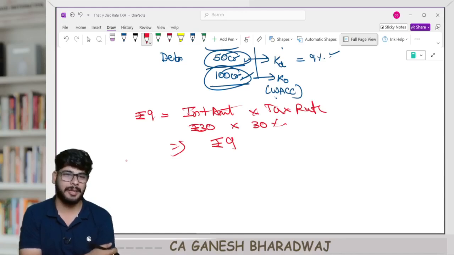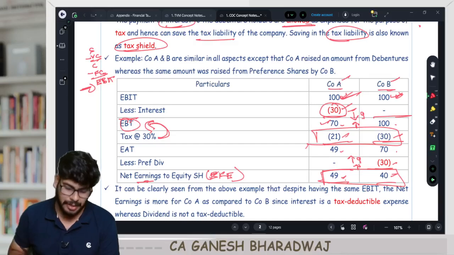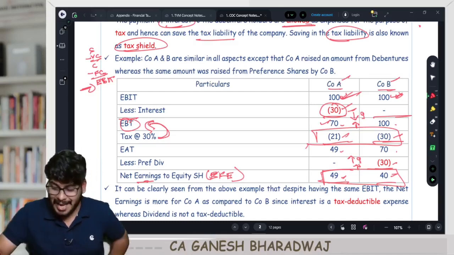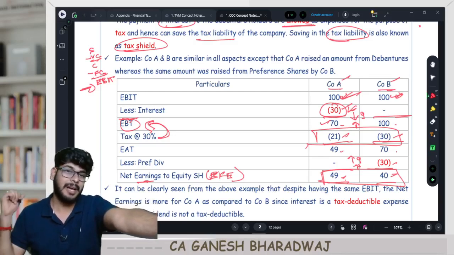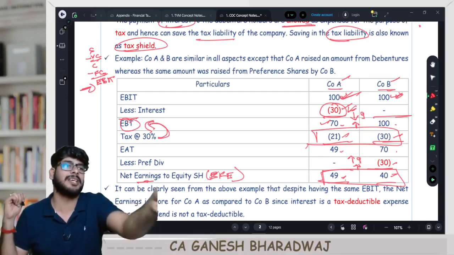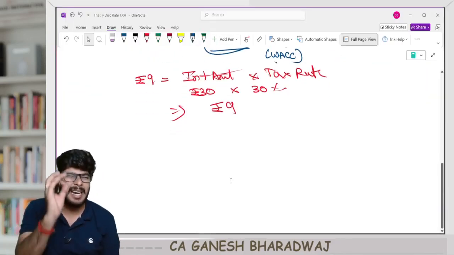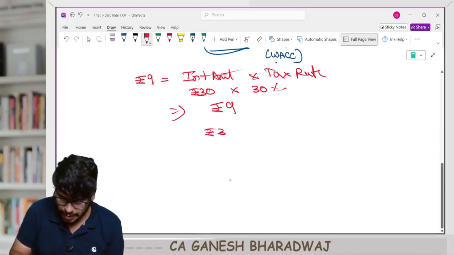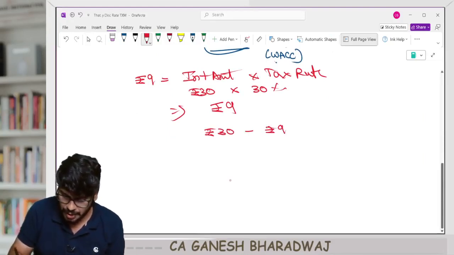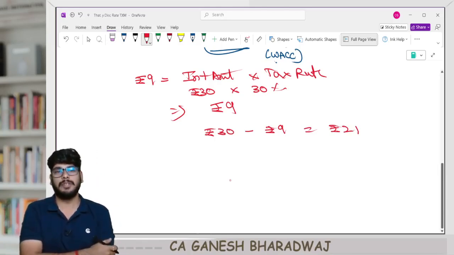Or one more step can I go and say, effectively, what is my interest cost? I paid 30 to whom? To the debenture holders, but parallelly I saved 9 rupees because I paid 30 rupees to them. So effectively, can I say my net effective interest cost is going to be rupees 30 minus rupees 9, which is equal to rupees 21. Agreeing with me on this?